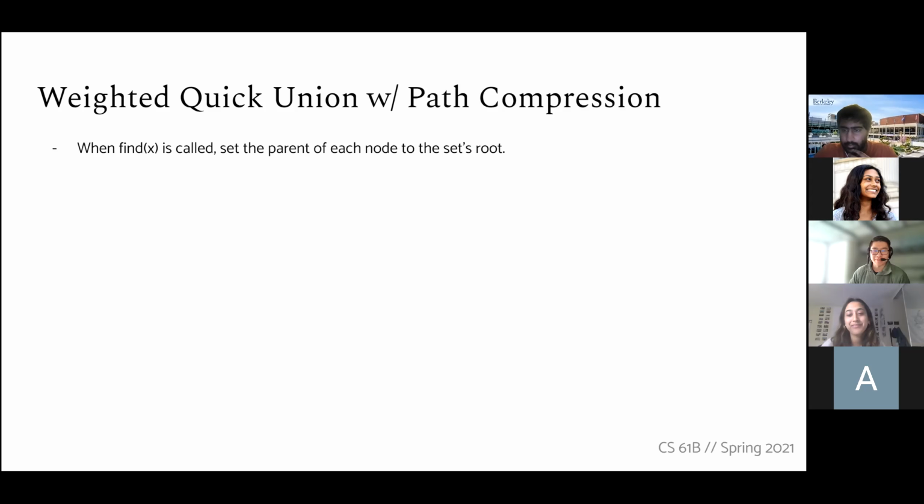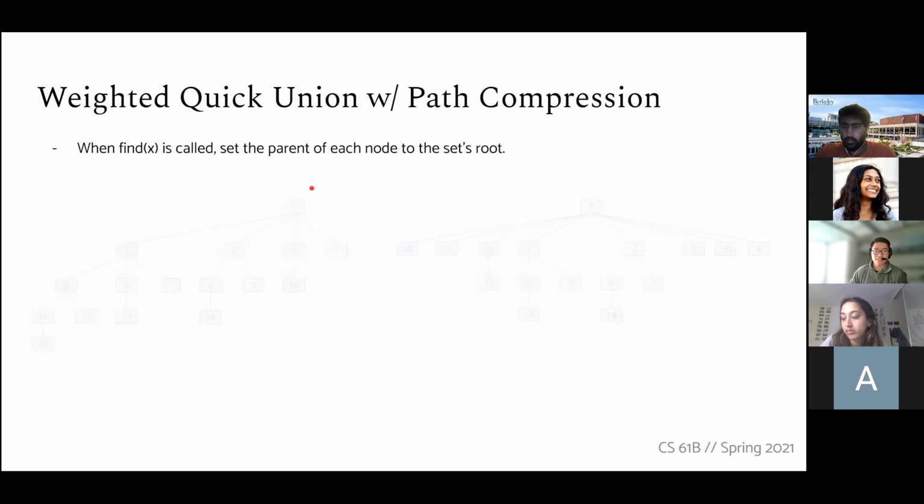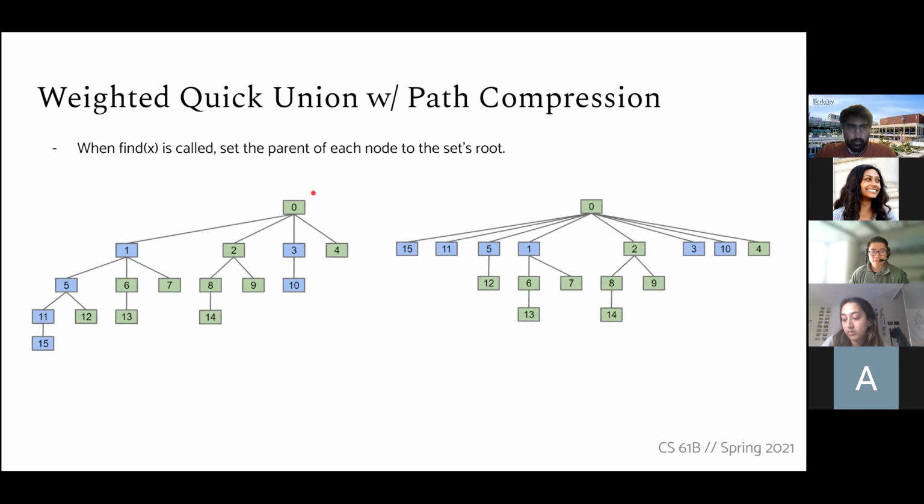Okay, my bad. So basically, whenever a find is called, we will change the value of the node to the actual set's root. Just a quick diagram. In this case, the tree to the left is the one that has not been compressed.